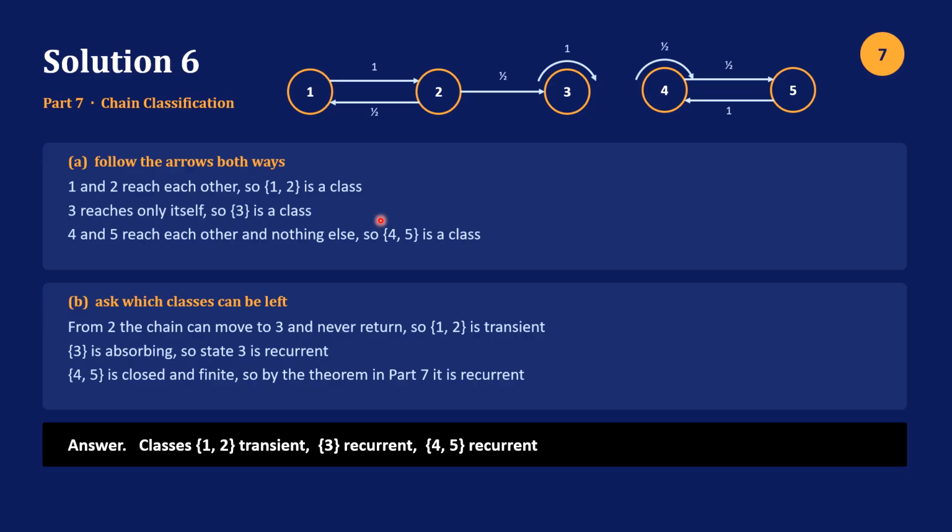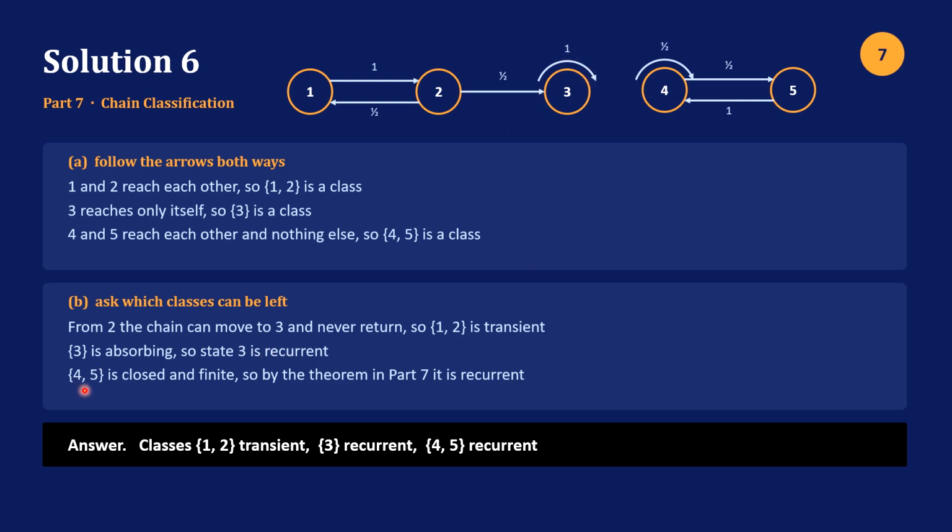Then the other question was which ones are recurrent and which ones are transient. From chain 2, the chain can move to 3 and never return, referring to this here. So 1 and 2 are transient, because there's not a 100% probability that you're going to come back to 2. And if you remember, the classifications pertain to all the states in a classification class. So 1 and 2 are transient. 3 is absorbing, as I mentioned when I was stating the problem. So 3 is recurrent.